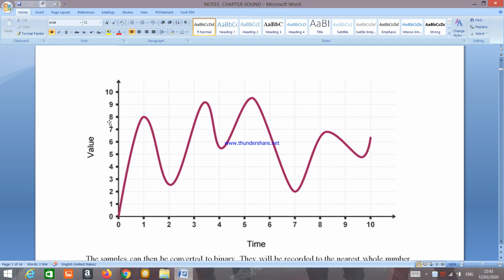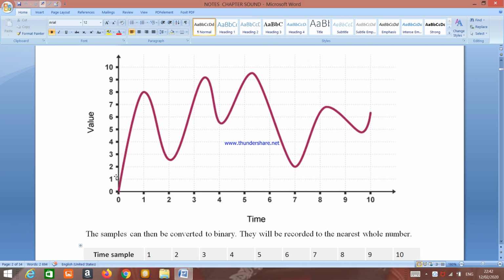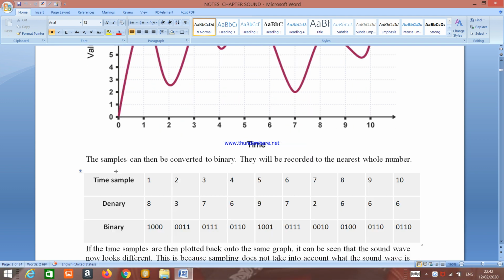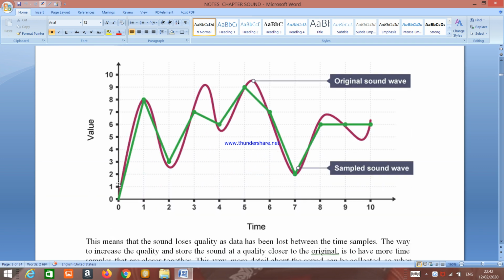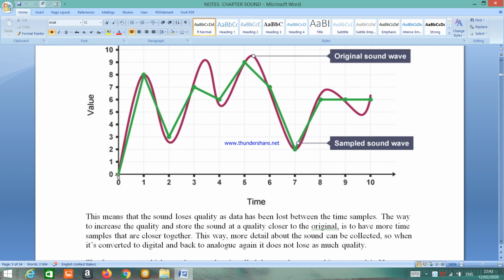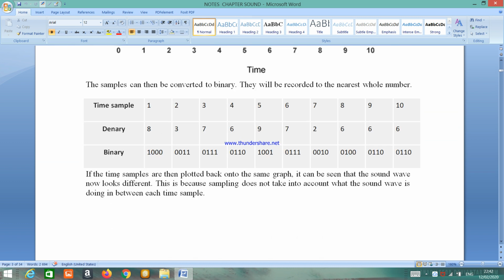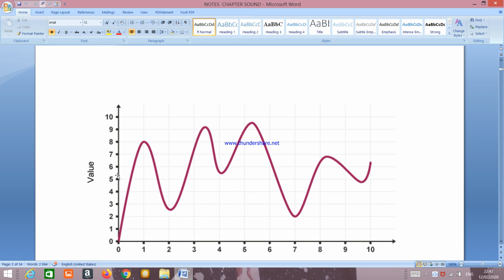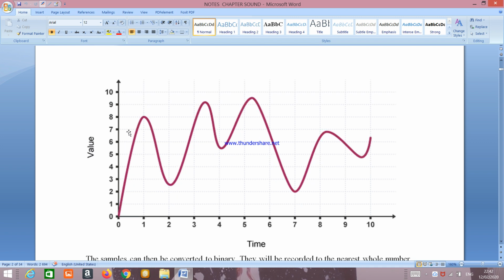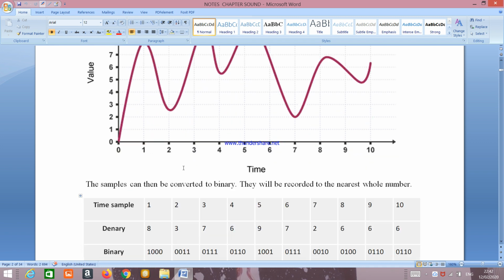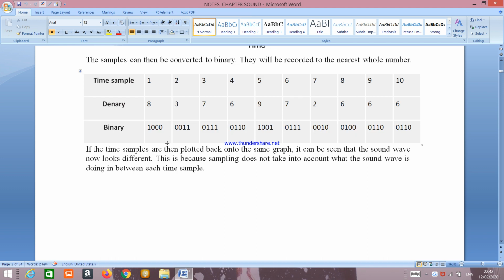It is uncountable. The contrary of analog signal is digital signal. In a digital signal, we have a finite range of values. It is countable. They are in discrete steps. So here you can see that sampling means converting the analog signal into digital.